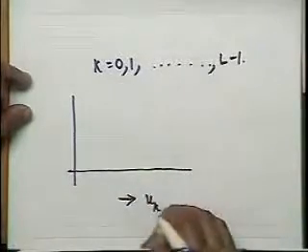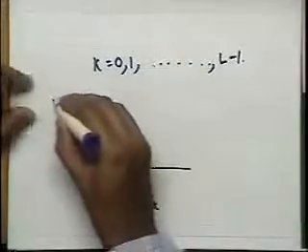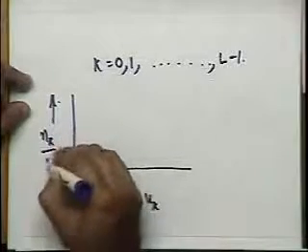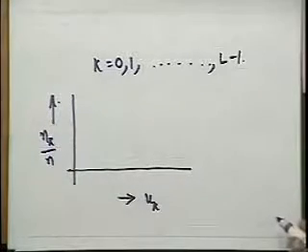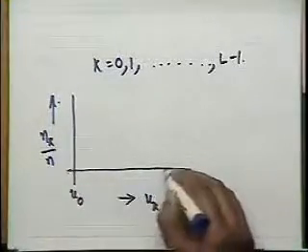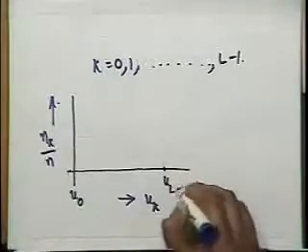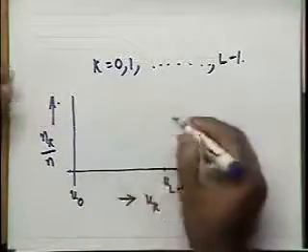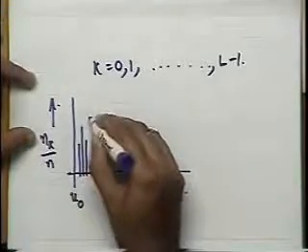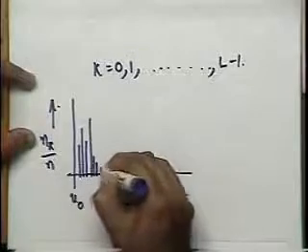Supposing on this axis I am plotting uk and on this axis I am plotting nk by n. Nk by n, its maximum value could be equal to 1. So definitely nk by n is a function which is going to lie in the range of 0 to 1, and uk, supposing they are in the range of u0 to uL minus 1. Now the histogram could look something like this.